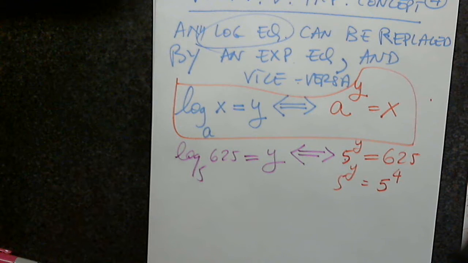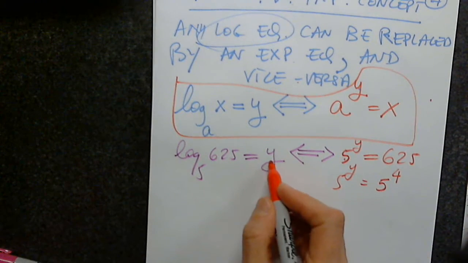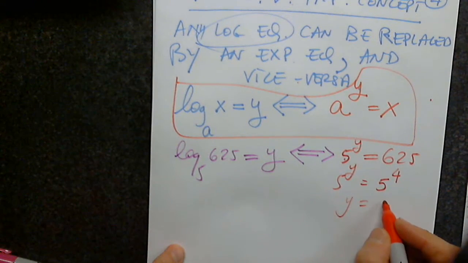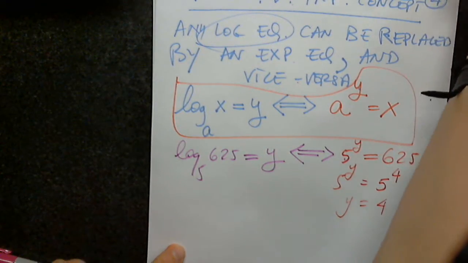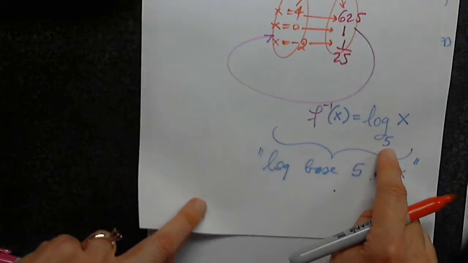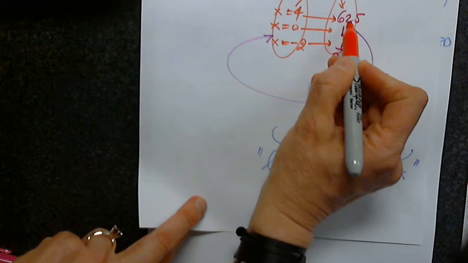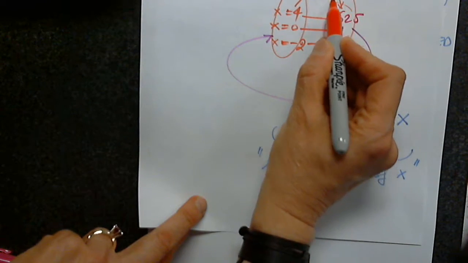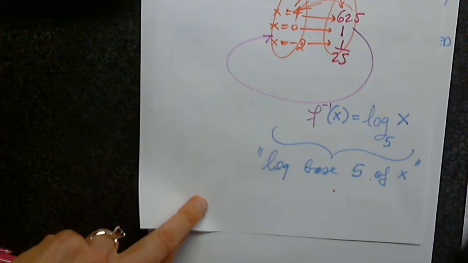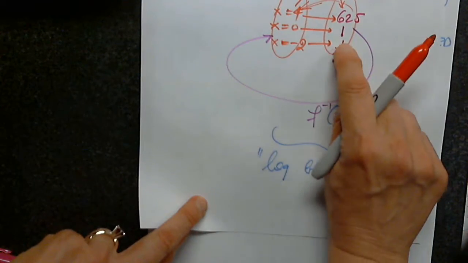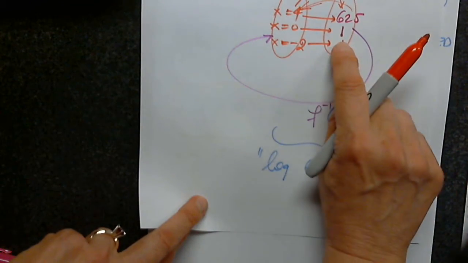Two numbers are equal and they have the same base. What has to happen to their exponents? They must equal each other. So therefore, y, which is this number, must equal 4. So now we proved that when we apply this function to 625, what do we get back? Exactly 4.